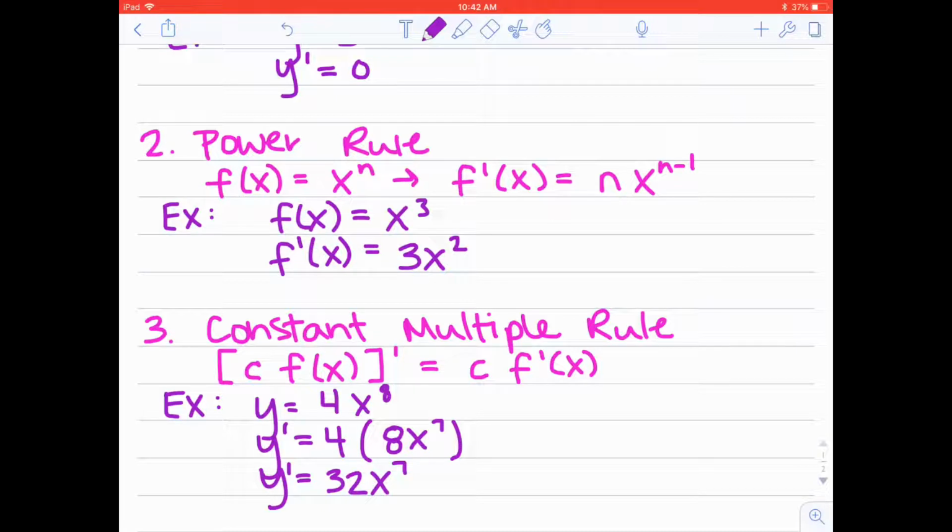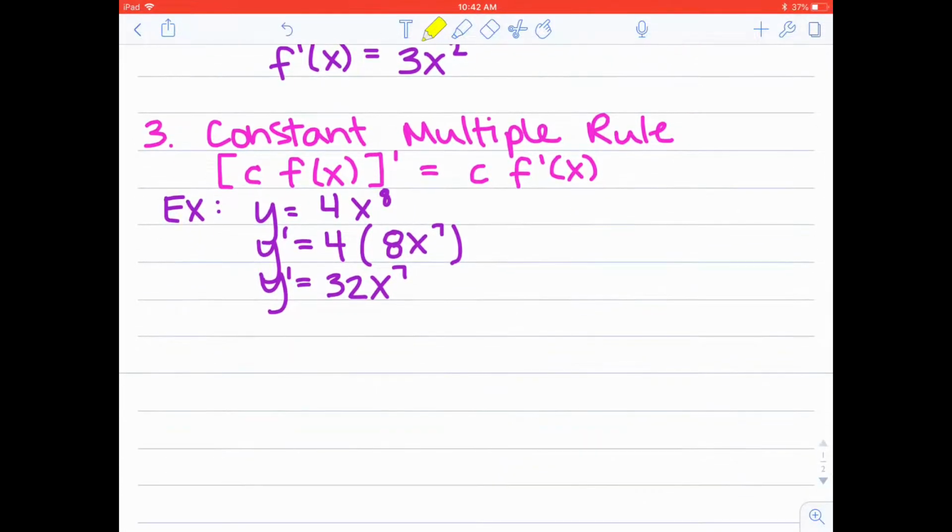Now, most people, I would say, would not do that in 2 steps. They would just go and look at this original problem and say 8 multiplied by 4 is 32, and write the 32, and then put the x to the 7th. So you can do it in 2 steps when you're beginning with it if you want, but you don't have to. You can do it all at once. All right, the next rule that we're going to look at is the sum and difference rule.